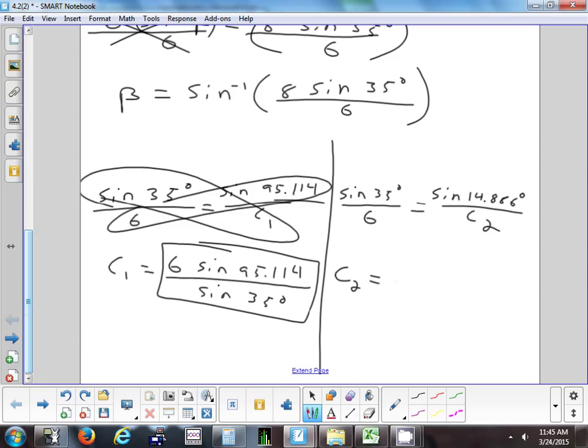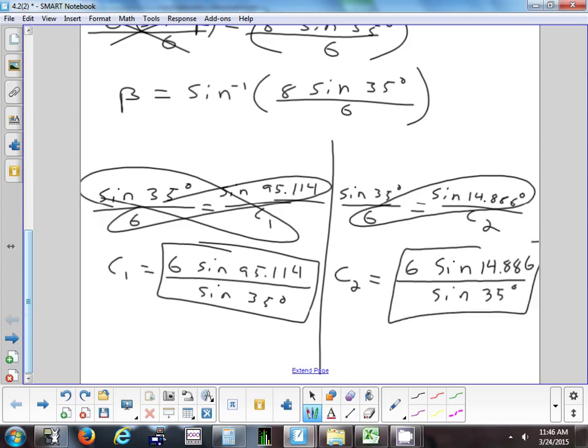Okay, anyone think they can tell me what C2 is going to be? You don't have to give me the decimal, just the what times what divided by what. Yeah. It'd be 6 and 35 divided by, no, sorry, 6 and 14.886 divided by 6. Yeah, so it's the 6 times the sine of 14.886. That goes in the top, and then the sine 35 goes in the bottom. Good. And again, everything this week is degrees. Okay, any question on that?